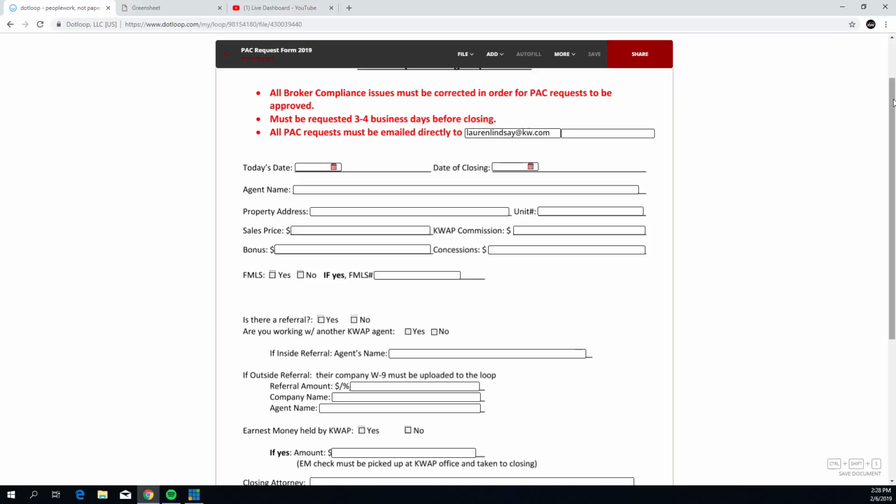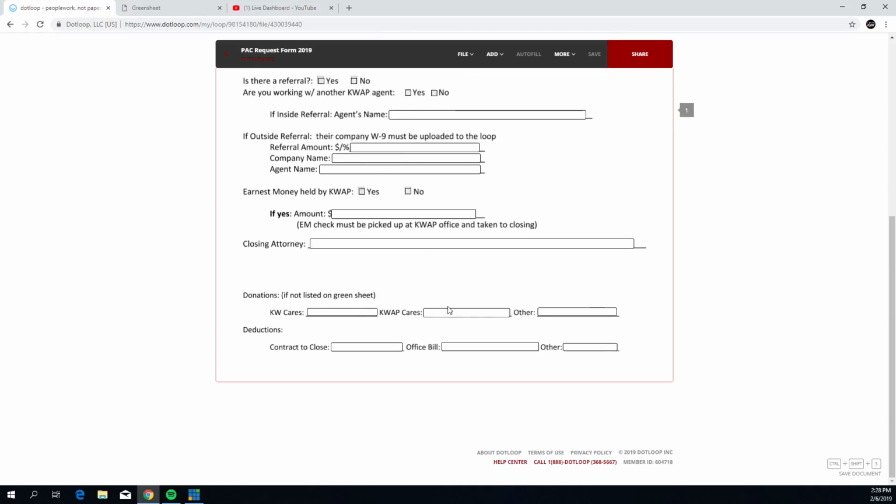But there's this place down here on the bottom for closing attorneys. That's how they know who to make the check out to, you know, the Yannick PC or whatever. Any donations, any deductions, basically just reiterating some stuff that you may put on the green sheet, or if you thought about it later on and you want to add some more, you can do that too. You put this in, then you send Lauren a note.